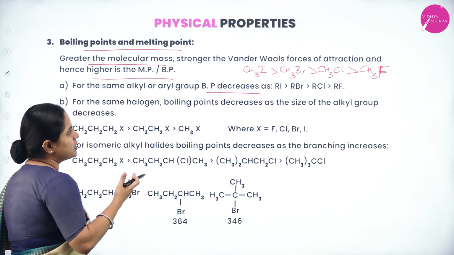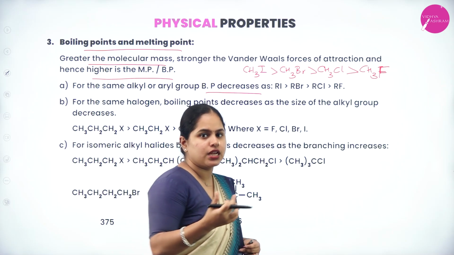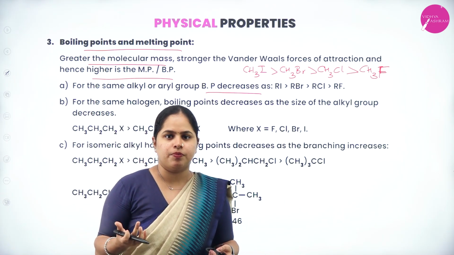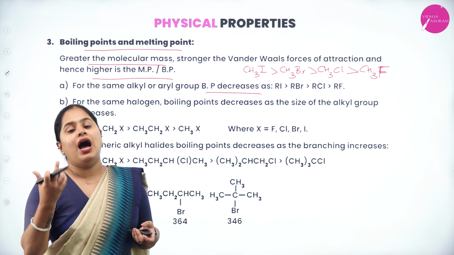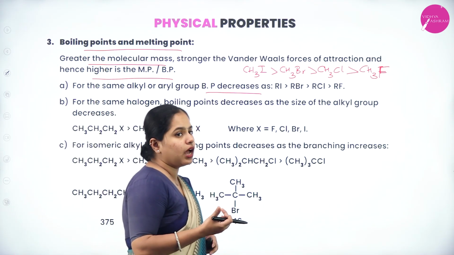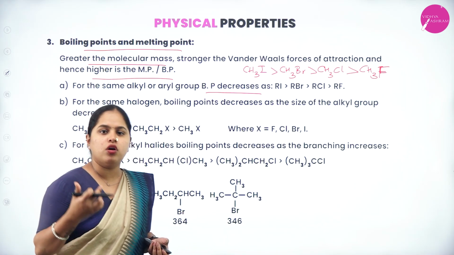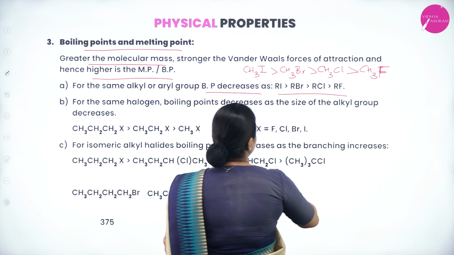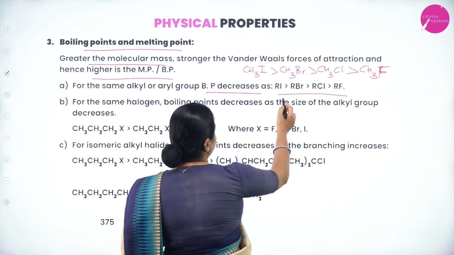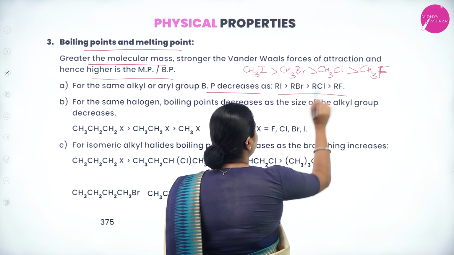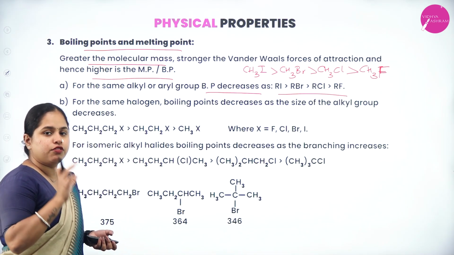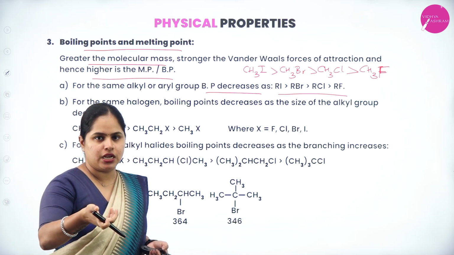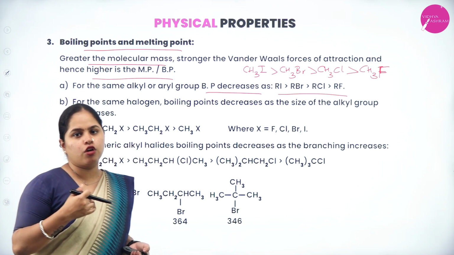As you can see here, why is that happening? As we discussed, here the alkyl group is the same. The number of carbon atoms is the same. But the molecular mass of halogen is increasing. Iodine has the highest molecular mass. So, of course, iodine will have the highest boiling point. That is why this is the order. The general representation is given here: RI greater than RBr greater than RCl greater than RF. I hope it is clear. So, if the alkyl group is the same, then we have to see which halogen it is. This will be the decreasing order of boiling point.